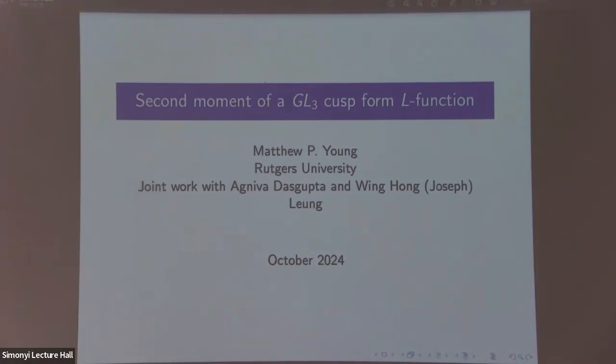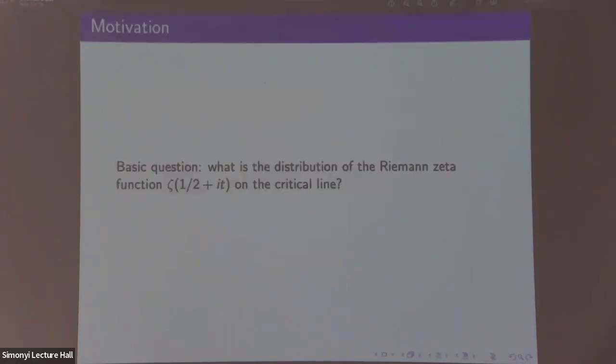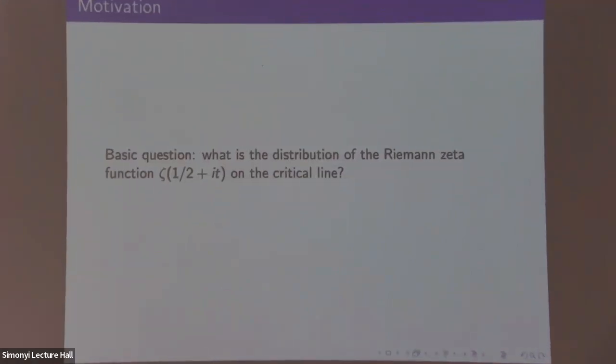I wanted to start with a really accessible beginning. The basic question we might be interested in is: what's the distribution of the Riemann zeta function on the critical line?